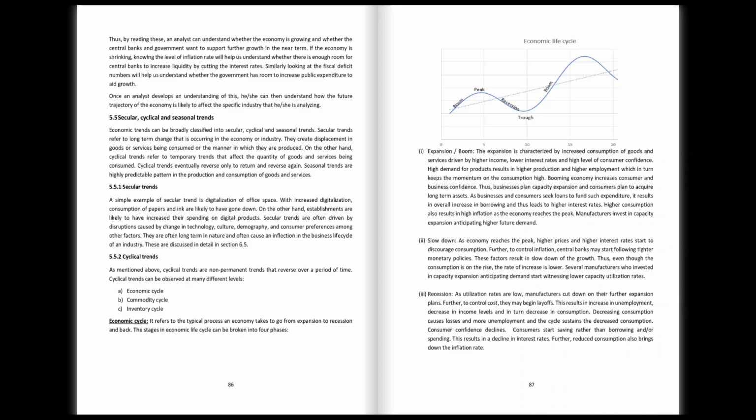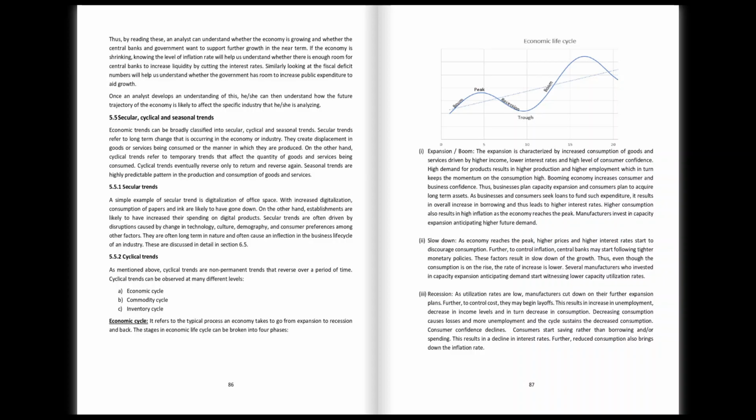These are discussed in detail in Section 6.5. Cyclical trends. As mentioned above, cyclical trends are non-permanent trends that reverse over a period of time. Cyclical trends can be observed at many different levels: A. Economic cycle. B. Commodity cycle. C. Inventory cycle. Economic cycle. It refers to the typical process an economy takes to go from expansion to recession and back.